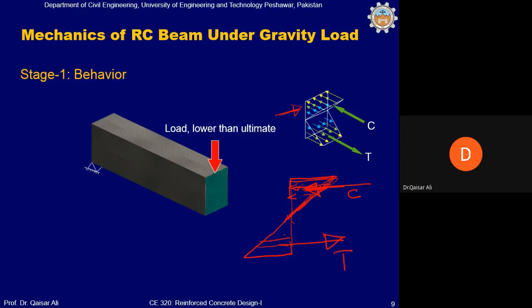T and C. Okay. So next we will. You can also see that maximum compressive stresses occur in the upper part of the beam, and maximum tensile stresses occur in the lower part of the beam. And as we move towards the mid depth of the beam, both the compressive and tensile stresses will keep on decreasing till they finally become zero at the mid depth, which is called the neutral axis.